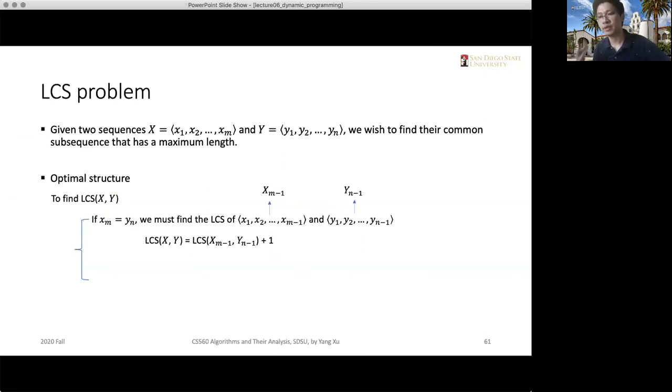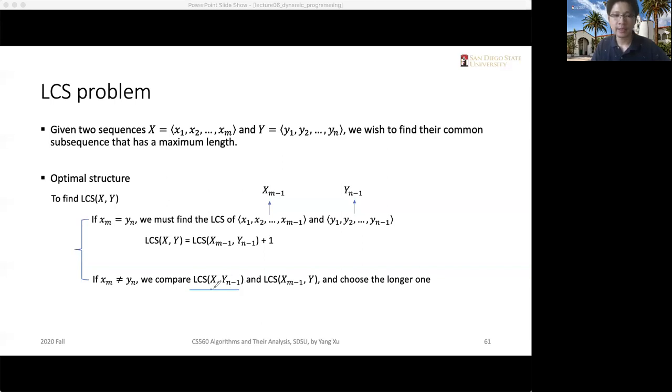So when the two ending elements are not equal, then we basically want to compare two cases. The first case is the LCS between x, the original x, and y n minus 1, the original y excluding the ending element. So this is the first case. And the second case is x m minus 1, the x removing the ending element, and y, the original y. We are comparing these two candidates, and we want to choose the longer one, right?